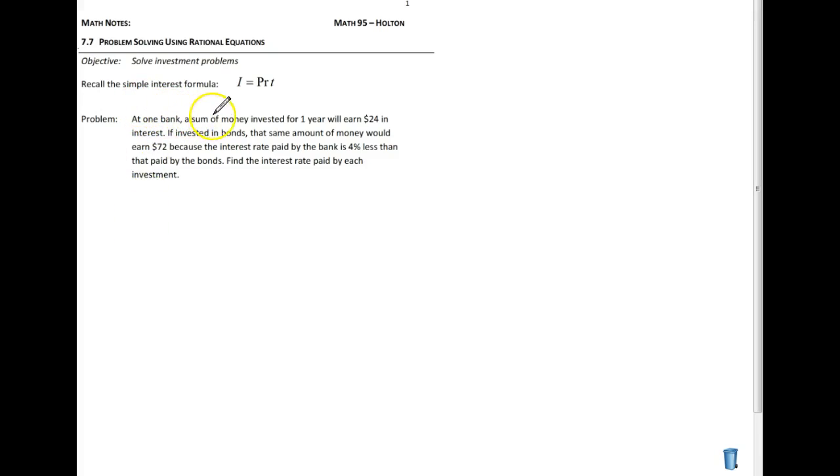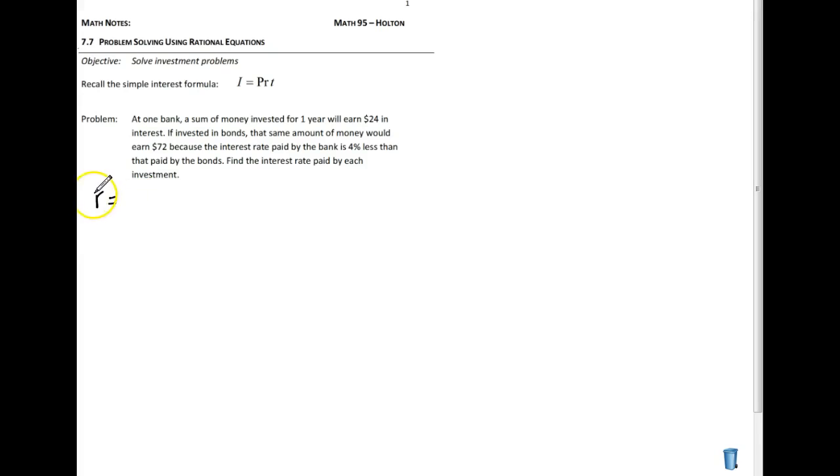At one bank, a sum of money invested for 1 year will earn you $24 in interest. If you invested in bonds, the same amount of money would earn $72 because the interest rate paid by the bank is 4% less than which is paid by the bonds. Find the interest rate paid by each investment. Okay, so our interest rate is an unknown.